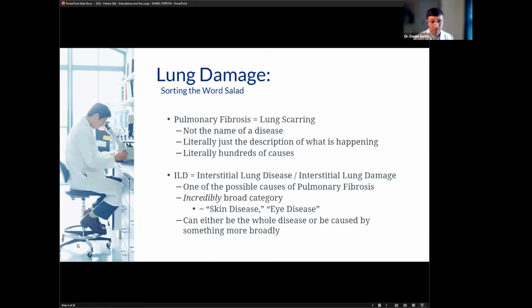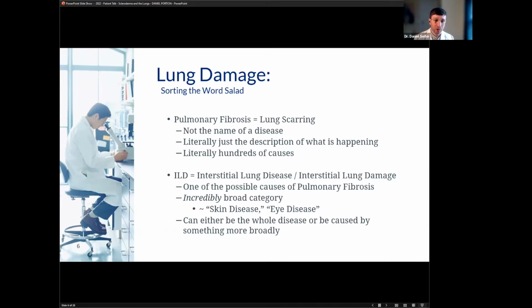Now, ILD, or interstitial lung disease, and you also see a slash mark here where I've defined the interstitial lung damage. Different people will use the ILD to mean both sides of this. This is one of the possible causes of pulmonary fibrosis. It's not the only thing, but it's one of the possible causes of lung scarring. And this is also an incredibly broad category. The interstitium of the lung, which we'll show in a few slides here, it's a part of your body. It's like saying your skin or your eye. And so if one were to say skin disease or eye disease, that's pretty clear, right? That's a really broad category, as is this. There are a lot of different things that can affect this part of your body, the interstitium of your lung.